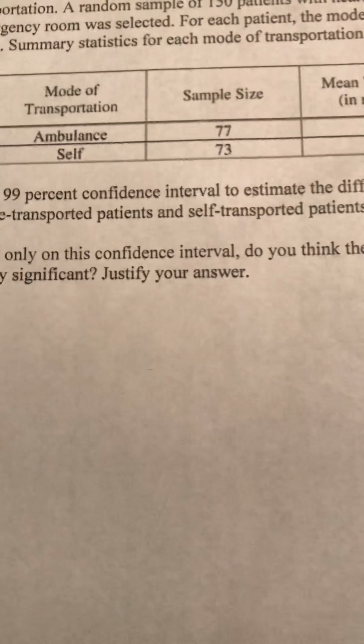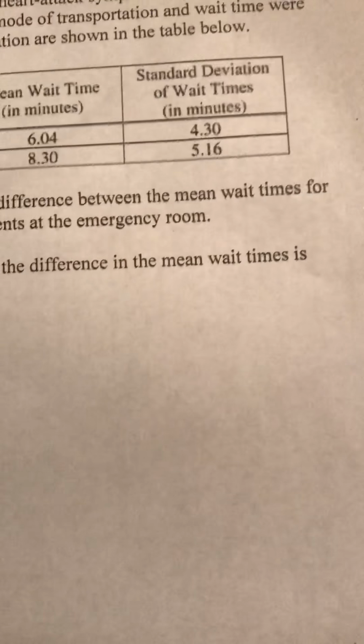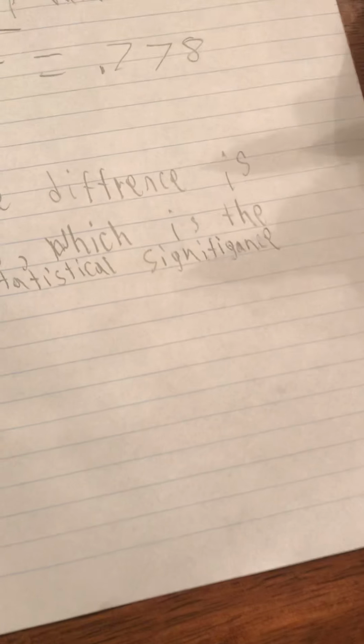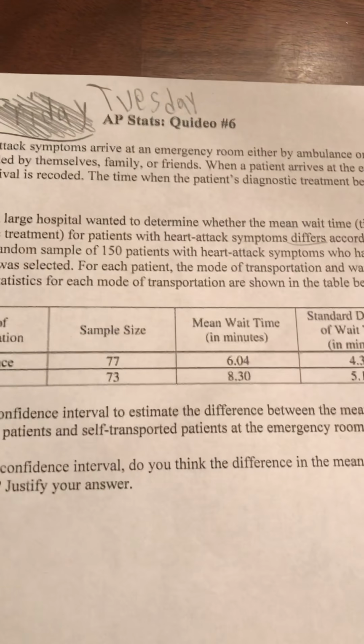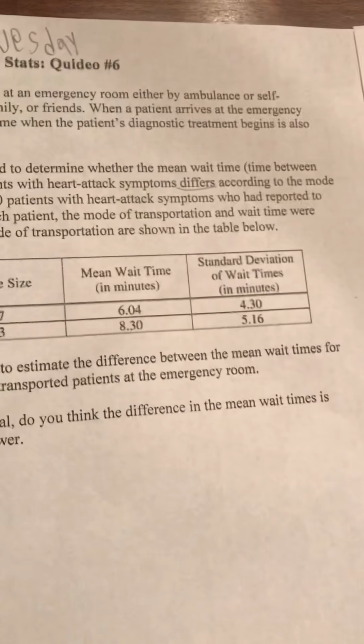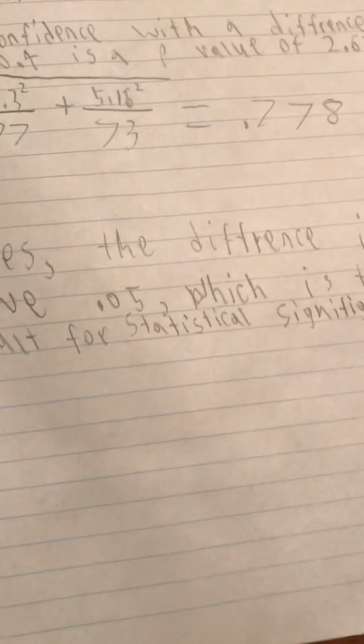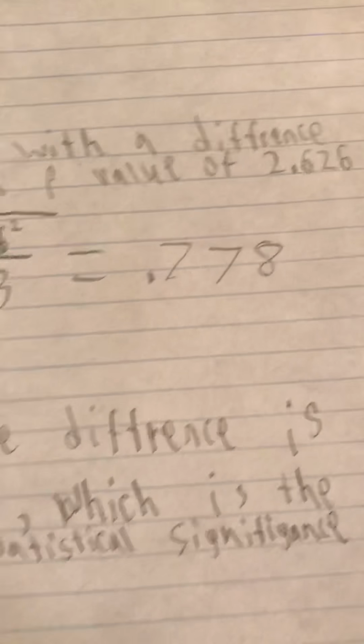Question B. Based only on the confidence interval, do you think the difference in mean wait times is statistically significant? Justify your answer. Yes, the difference is statistically significant because we are not given a value that would be considered statistically significant, so we default to the value of 0.05. The difference is greater than 0.05, which shows that the mean wait time is both different and statistically significant.